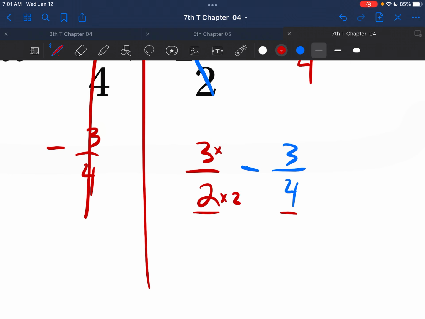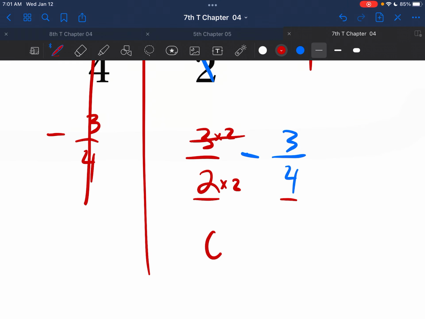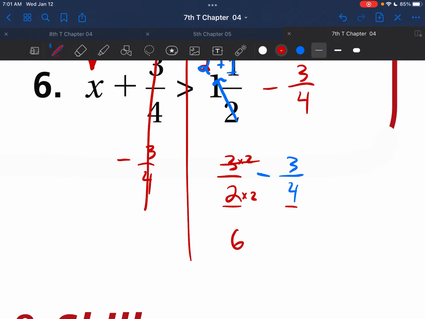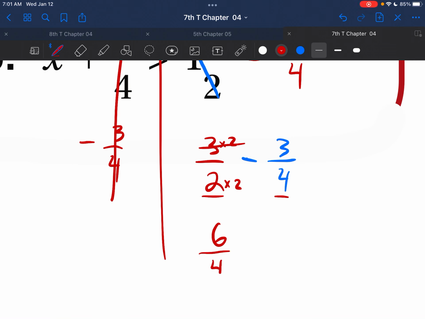So let's do this. Times 2, times 2. I'm going to rewrite the problem. 3 times 2 is 6. 2 times 2 is 4. Then bring everything else down, minus 3 over 4. Let's just subtract now. 6 minus 3 is 3. We have our denominator, that's 4.